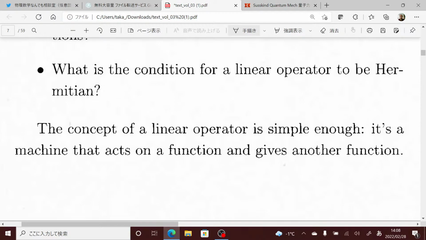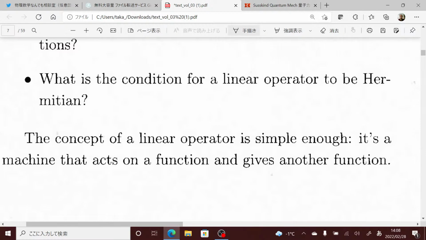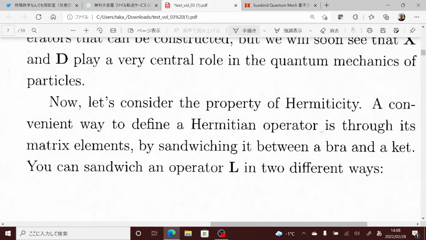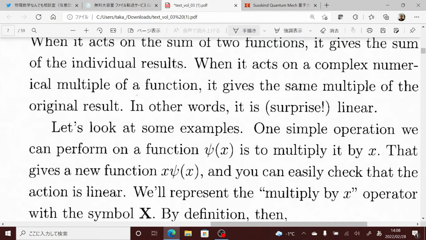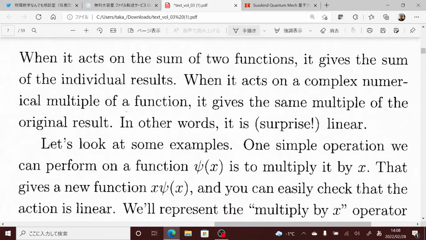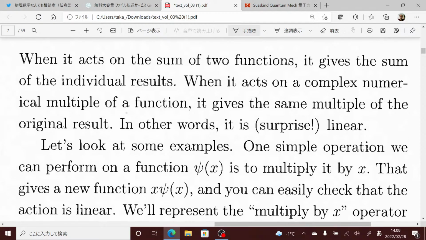The concept of a linear operator is simple enough. It's a machine that acts on a function and gives another function. When it acts on the sum of two functions, it gives the sum of the individual results. When it acts on a complex numerical multiple of a function, it gives the same multiple of the original result. In other words, it is linear.